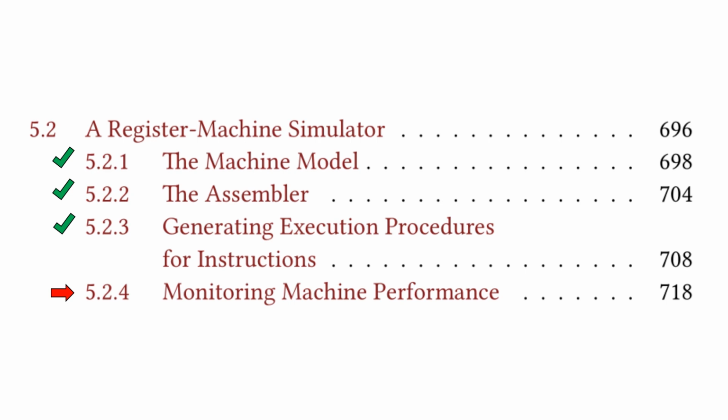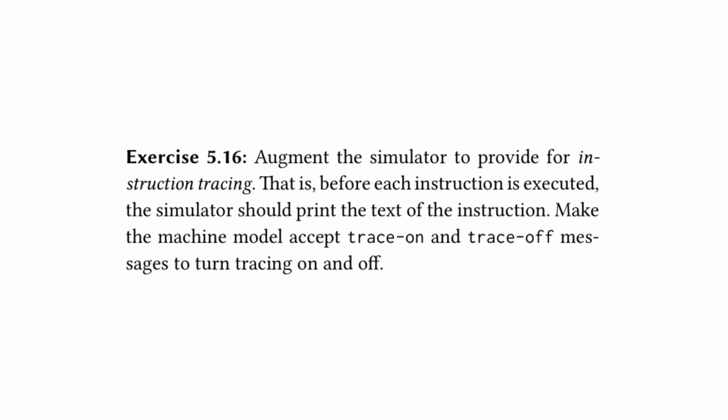I encourage you to do some of the other ones because they're quite fascinating, but we're only going to cover one here. And that is the following. Exercise 5.16: augment the simulator to provide for instruction tracing. That is, before each instruction is executed, the simulator should print the text of the instruction. Make the machine model accept trace-on or trace-off messages to turn tracing on or off.